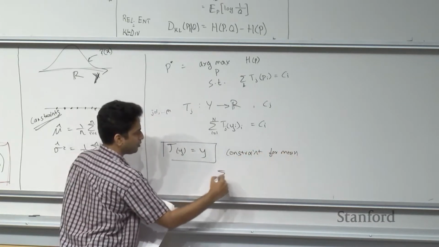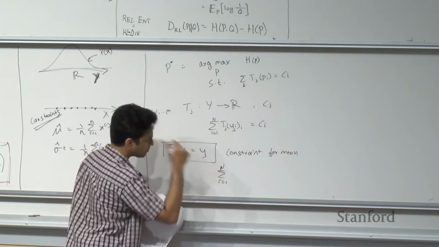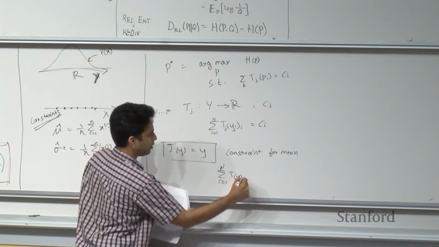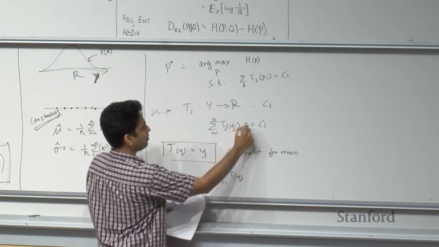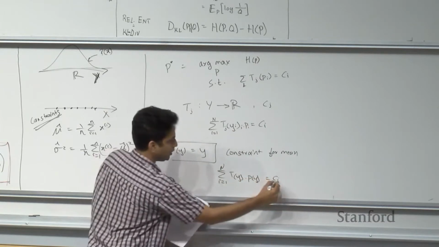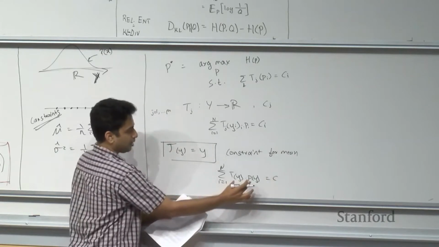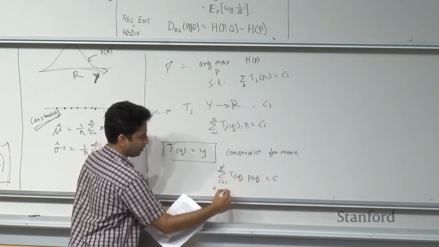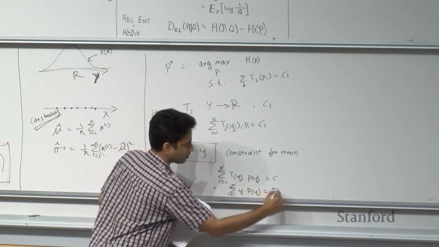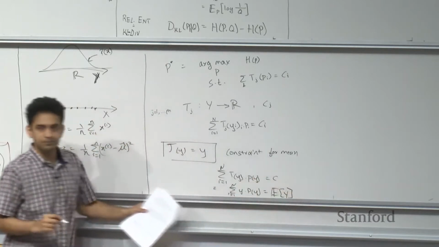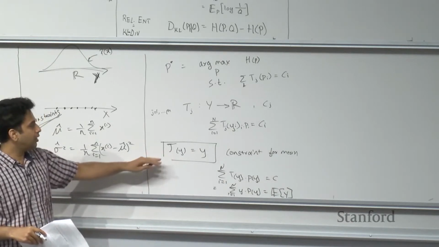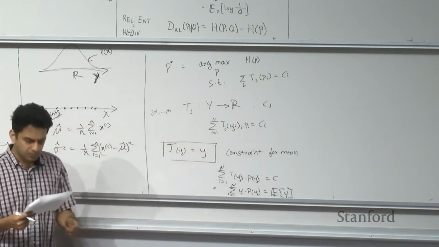Because this basically boils down to the sum for i equals 1 through n of t of y_i times p of y_i, which is equal to c_i. So if t of y is just y, then this becomes the sum for i equals 1 through n of y times p of y, which is equal to the expectation of y. So for different choices of t's, or rather different choices of sufficient statistics, we can express constraints in this form.